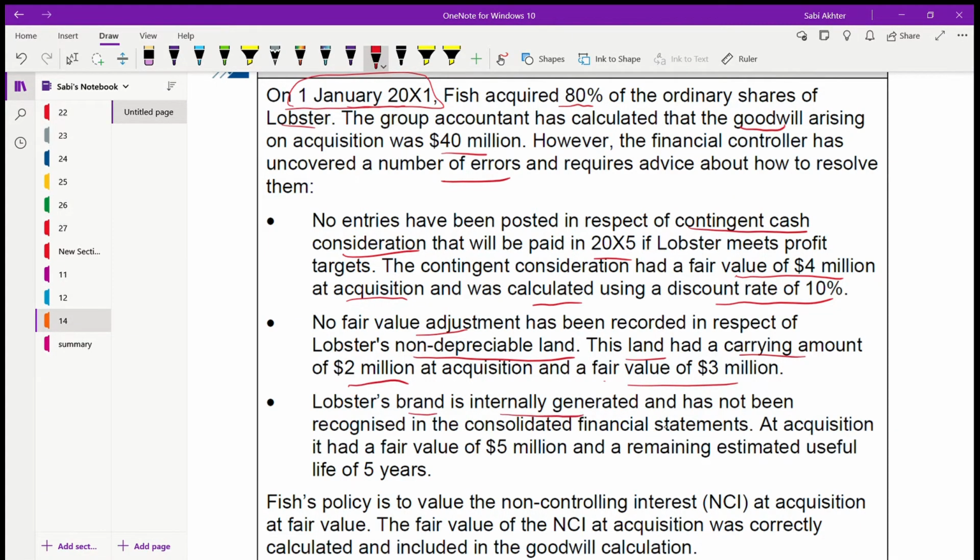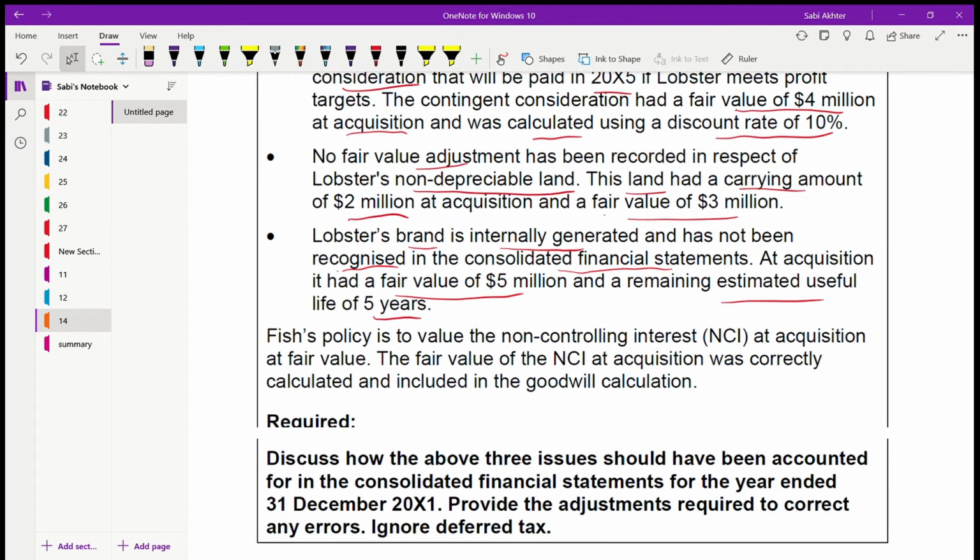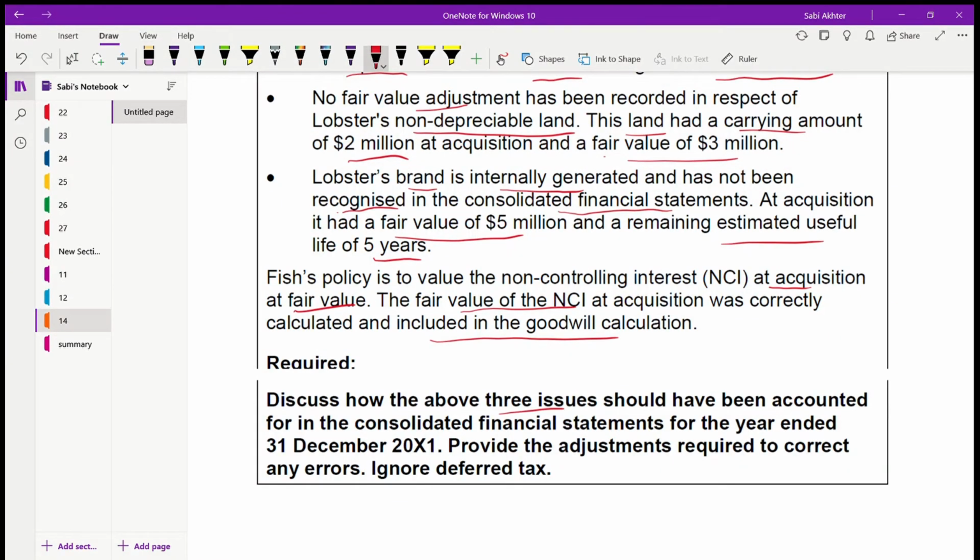Their brand is internally generated and has not been recognized in the consolidated financial statements. At acquisition, the fair value was 5 and remaining useful life was 5 years. Now, the policy is to measure NCI at fair value, and this was correctly calculated and included in the goodwill calculation. So now discuss how the above 3 issues will be accounted for in the consolidated financial statements. You can ignore the deferred tax. And also you have to provide the adjustments that are required to correct any error. A typical exam scenario question.